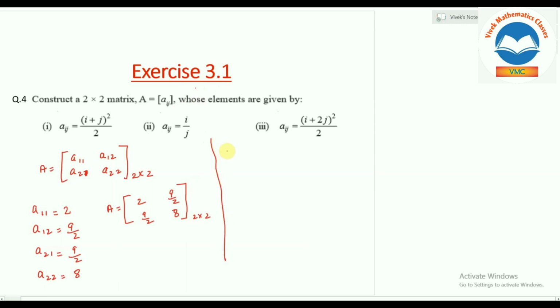In the second part they have given Aij equal to i by j. So what will be your A11? A11 will be 1 by 1, which means 1. Same like this, A12 will be what? 1 by 2.